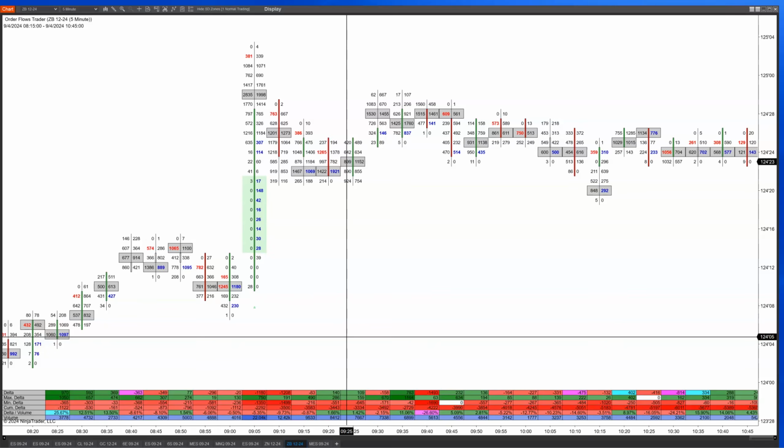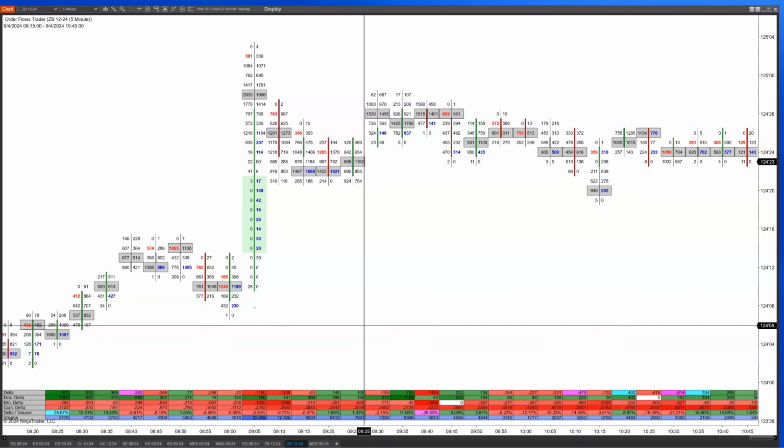Now, when people think of divergence, let me describe it as two types of divergences. You have regular divergence and you have what I call hidden divergence. Regular divergence is something that people always look for as a potential trend reversal, but a hidden divergence is more of a potential trend continuation. And if you see this happening in the order flow, it's a nice sign of continuation.